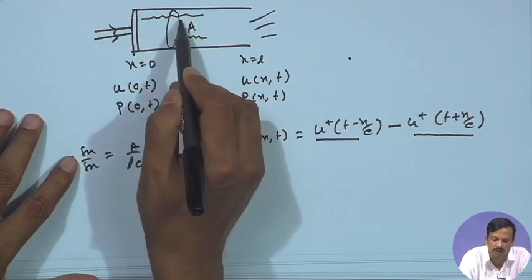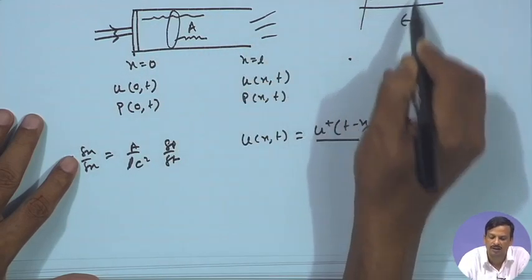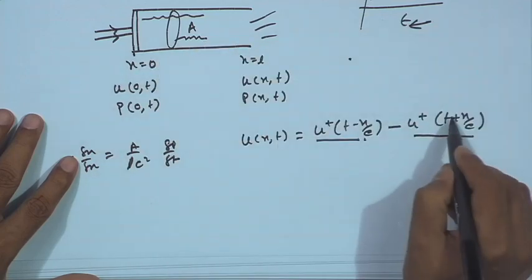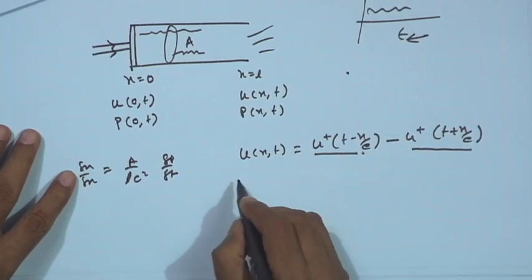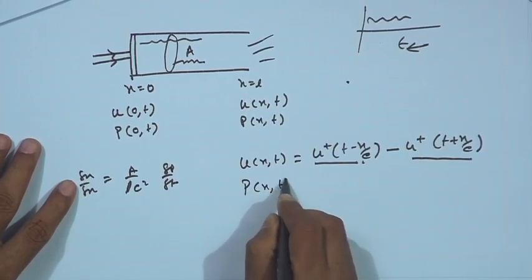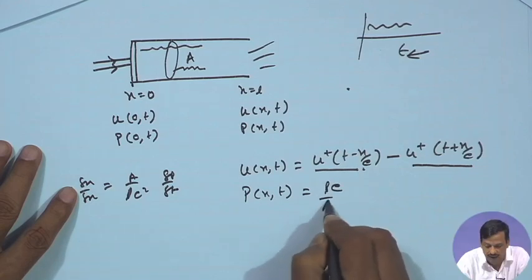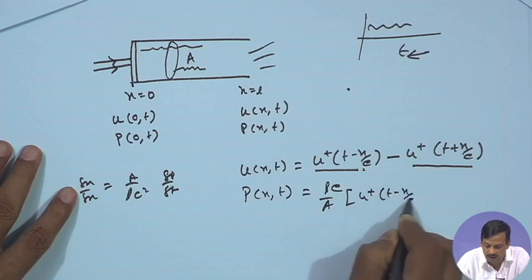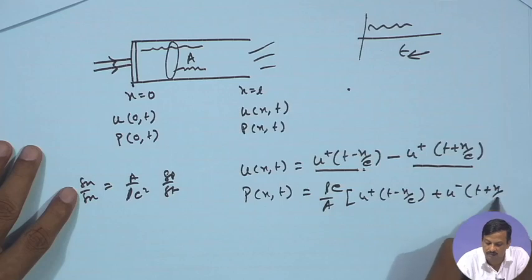In the forward wave, on the time axis, it is t minus x by c. If it is the backward wave, in the negative direction, it is t plus x by c. C is the velocity of sound, x is the position. Similarly, p(x,t) is nothing but rho c by A times u plus (t minus x by c) plus u minus (t plus x by c).